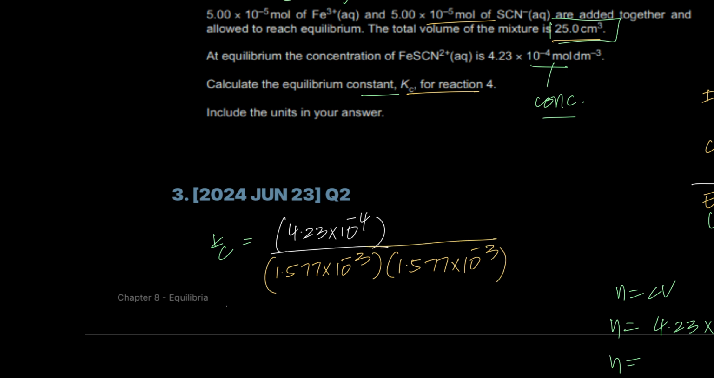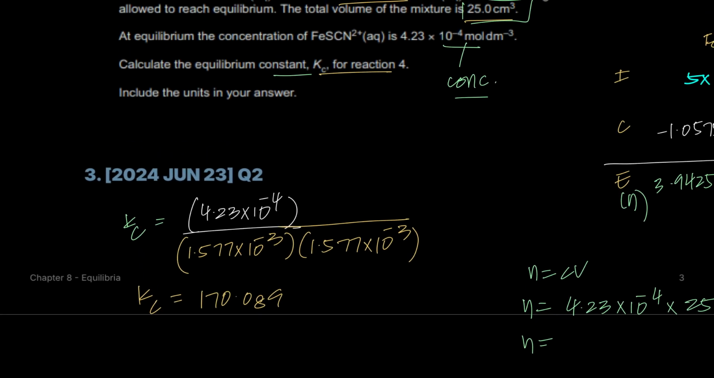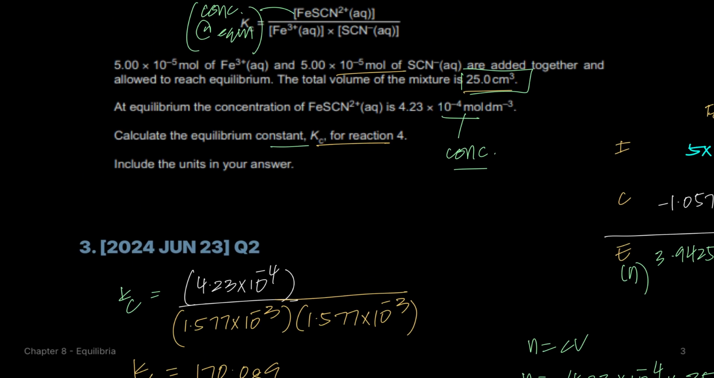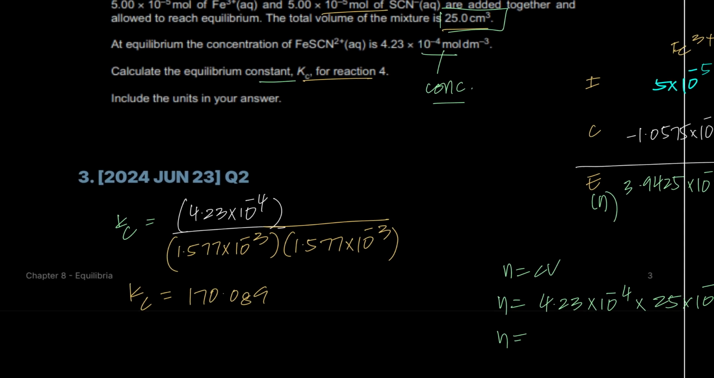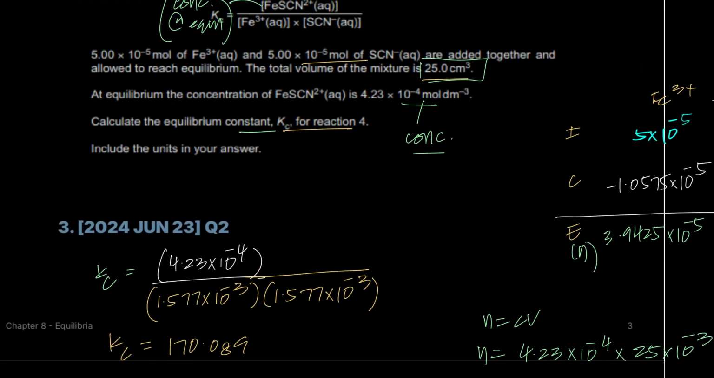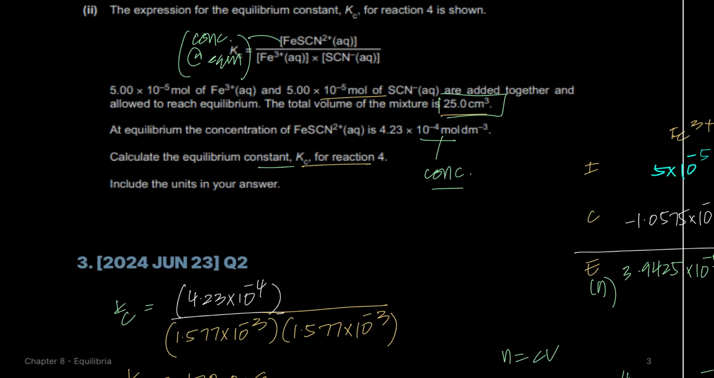What do you get for your Kc value? 170.084 or 9.9 or 4, whatever, right? You guys calculated this. Now he's saying, what's the value for it? Now again, before writing the final answer, I'm going to check something. What am I going to check?